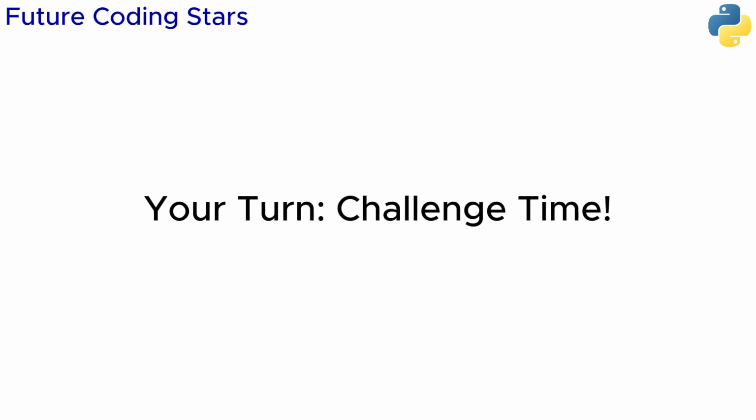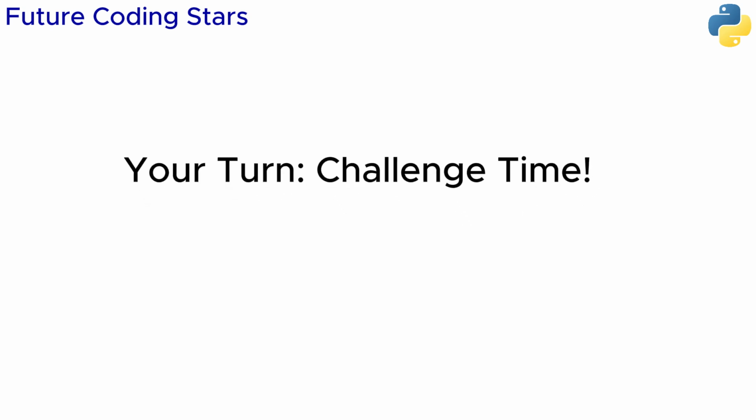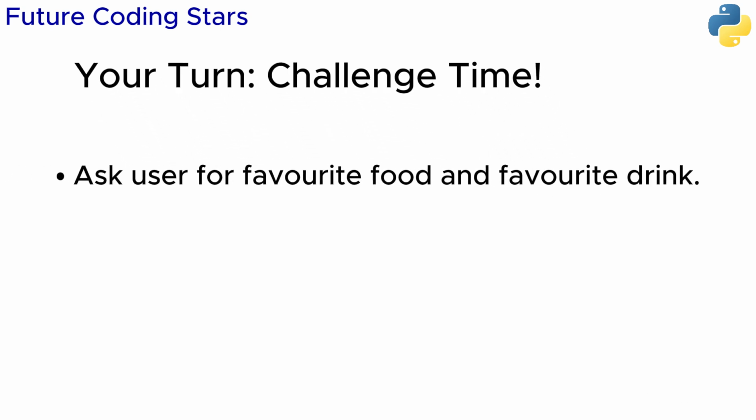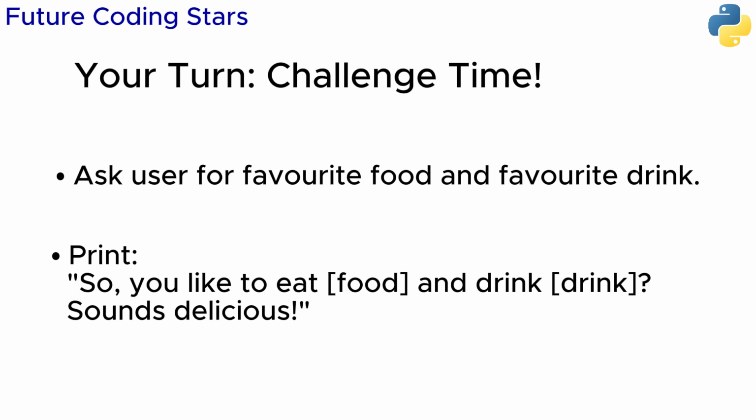Now it's time for you to practice. Here's your challenge. Write a small Python script. It should ask the user for their favorite food, then ask for their favorite drink. Finally, it should print one single sentence combining both inputs, exactly like this: "So you like to eat food and drink drink? Sounds delicious!" Replace food and drink with the user's actual input.